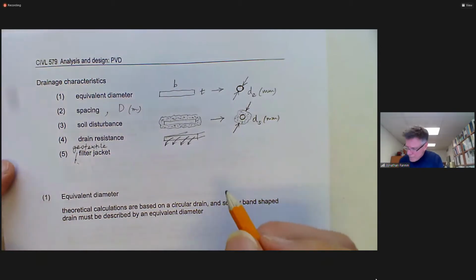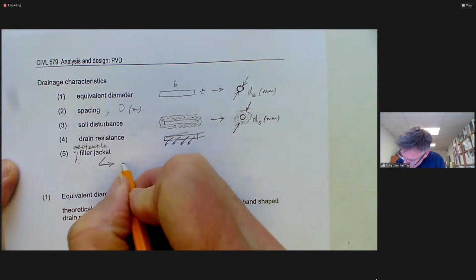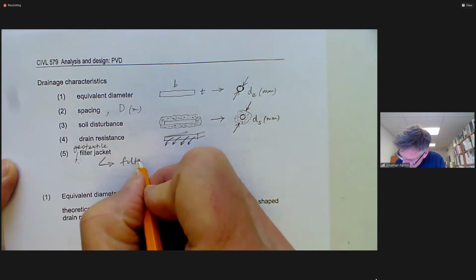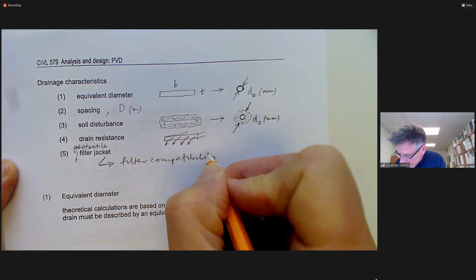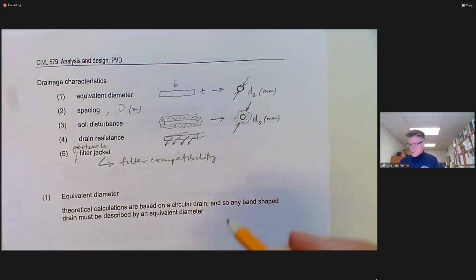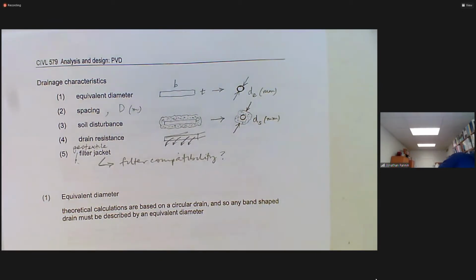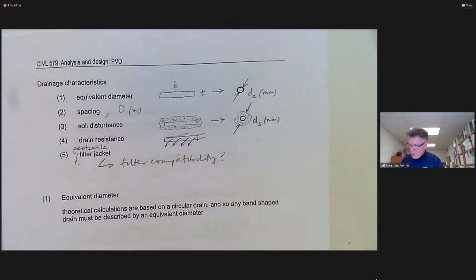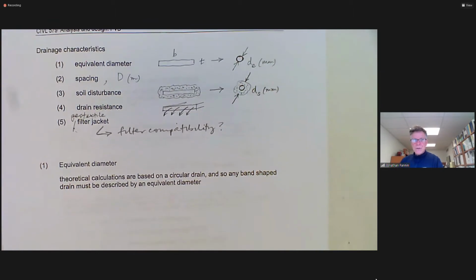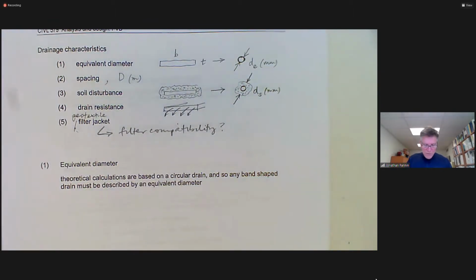We may move to, and so there's a question of filter compatibility, and that's what we were addressing in that study for the mine waste tailings. So first up, let's pick these off and let's just go through them. The equivalent diameter of the drain, number one, we're going to go 1, 2, 3, 4, 5. Equivalent diameter of the drain.